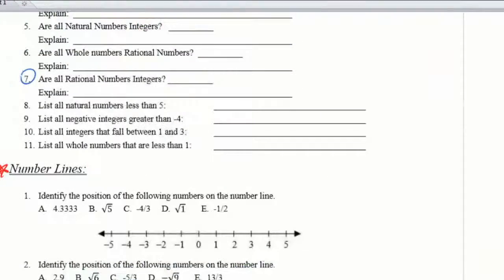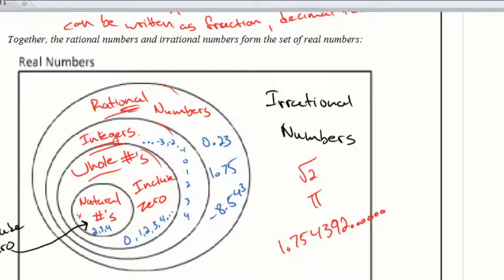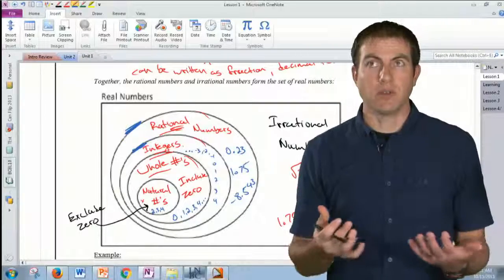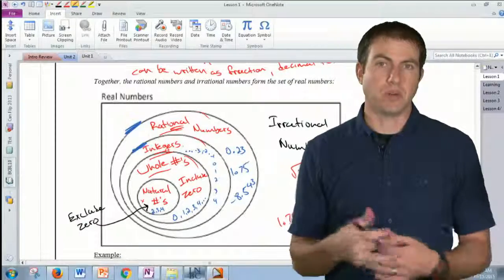Are all rational numbers integers? So rational numbers and integers, let's go back to our image here. Rational numbers is this big circle, and integers is contained within it. Can anyone think of an example of a rational number that is not an integer? Thinking about any number that we could count as a rational number, but it wouldn't be an integer.